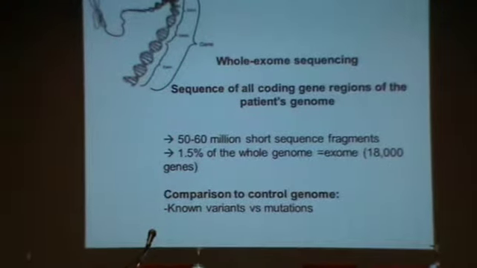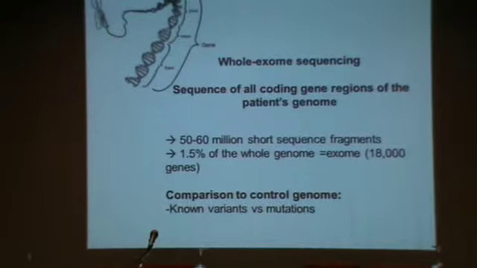When we do whole exome sequencing, it means that we analyze all the protein coding genes of the genome. Not just selecting a few candidate genes, but analyzing all of them, or at least most of them. This comprises about 1.5% of our genome. Then we look at all the variants, compare them to the normal sequence and ask: are there any changes that this specific patient has which are not present in the normal population?